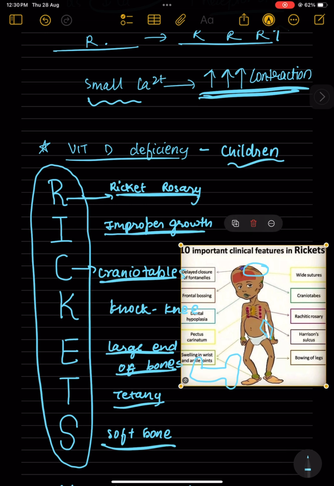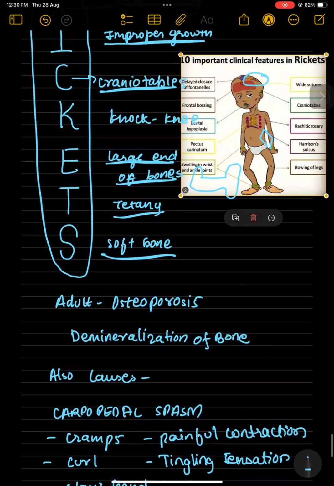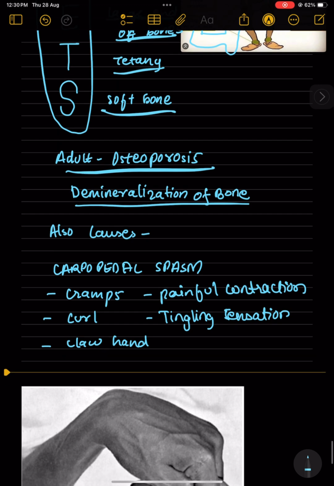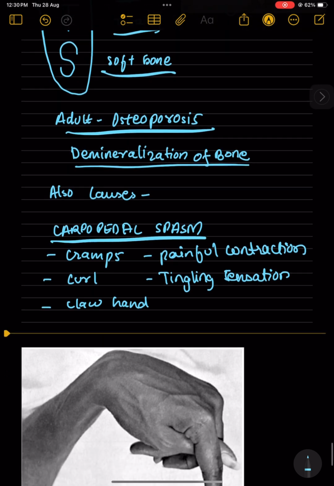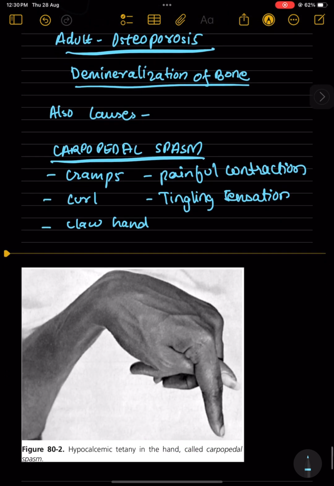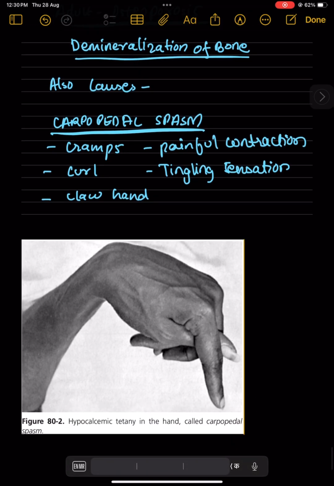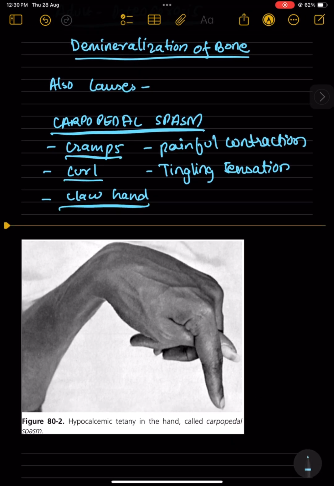In adults, it leads to osteoporosis, meaning demineralization of the bones. It also causes carpopedal spasm. These are cramps seen in the hands area where the hands can be seen as a curl or a claw hand. These are very painful contractions and lead to tingling sensations in the hand.